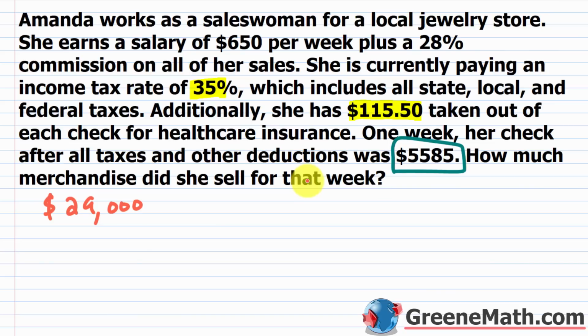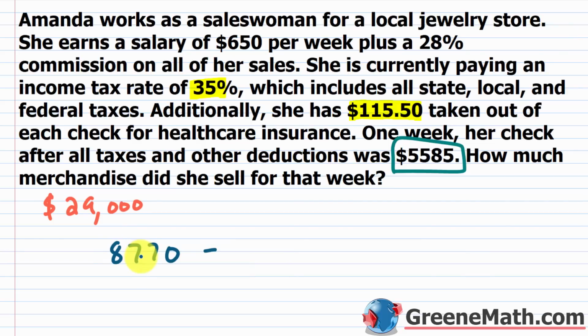If you wanted to check this, you would go back through and calculate her income and make sure everything works out. So in other words, you know that her income is $650. So $650 plus 28% of this amount. So 28% of 29,000 is 8,120. So 8,120. If you add those together, you get 8,770. So let's just say her pay before any taxes were taken out or any health insurance or anything like that, it's $8,770. Now we know we're subtracting away 35% for taxes.